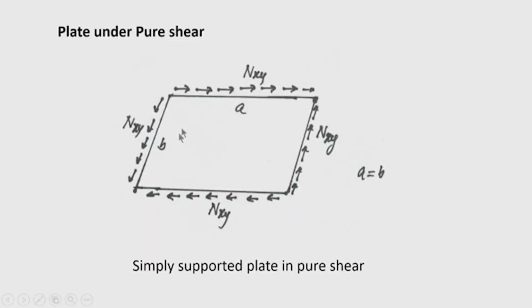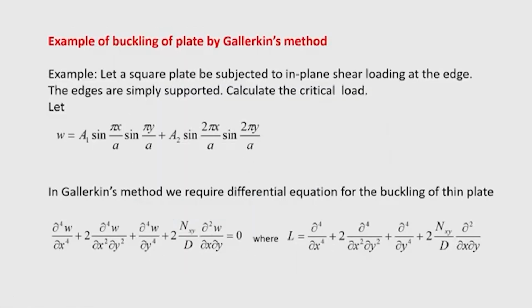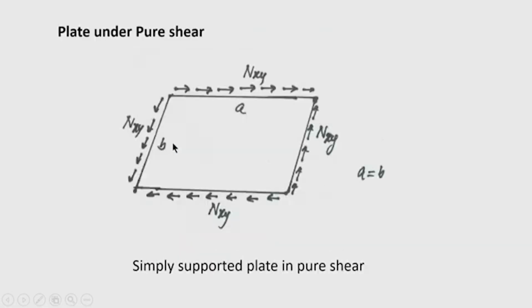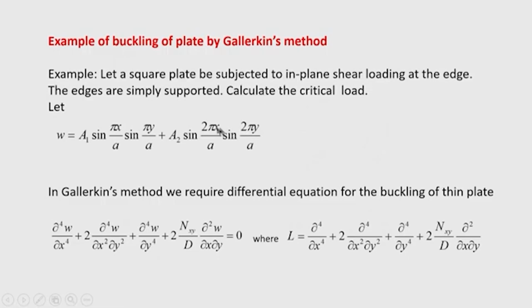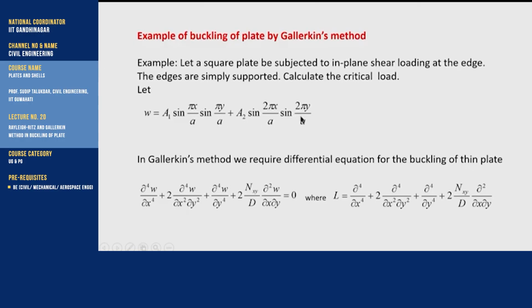Here you can see that the in-plane force Nxy is applied, and we take a equal to b, that is a square plate, to simplify the calculation. Now, we take the shape function as consisting of two terms of the Navier series, because we take the support as simply supported. So, a1 sin(pi x/a) sin(pi y/a) plus a2 sin(2 pi x/a) sin(2 pi y/a).